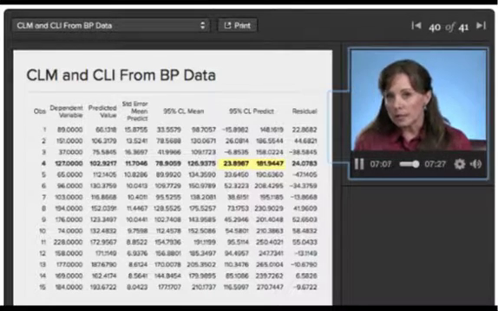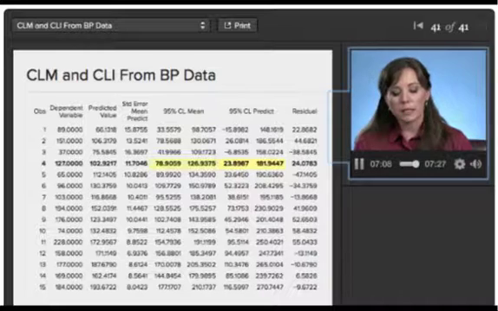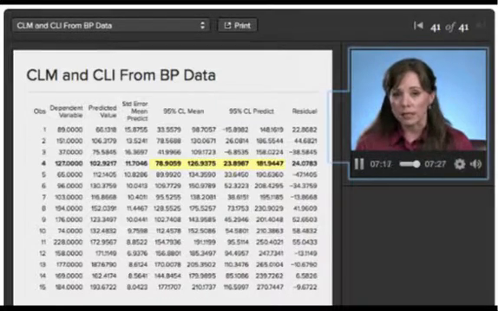Now just note if we look at these 2 intervals, we see that the confidence interval for the mean prediction is much narrower than the confidence interval for the individual prediction. And this makes complete sense because there's much less error associated with predicting a mean than there is with predicting an individual observation.